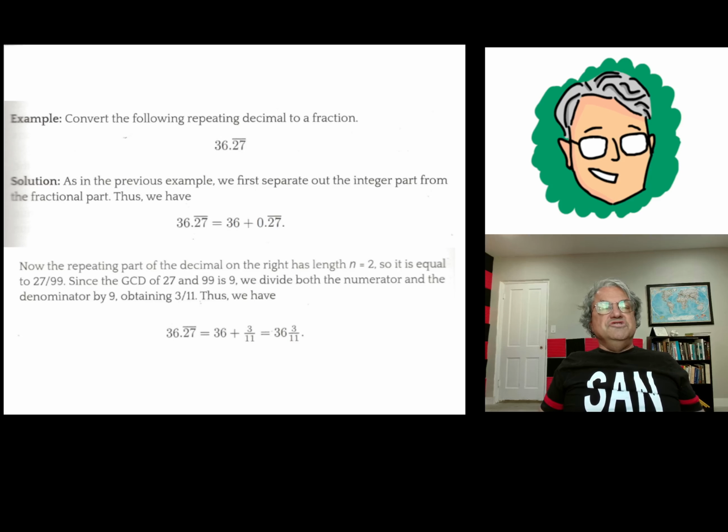Again, now we have to do the GCD. We have to simplify this. The GCD of 27 and 99 turns out to be 9. That means we can divide both 27 and 99 by 9. 27 over 9 is 3, and 99 over 9 is 11. So when we simplify this, we get 26 and 3/11. So that one wasn't too much harder.